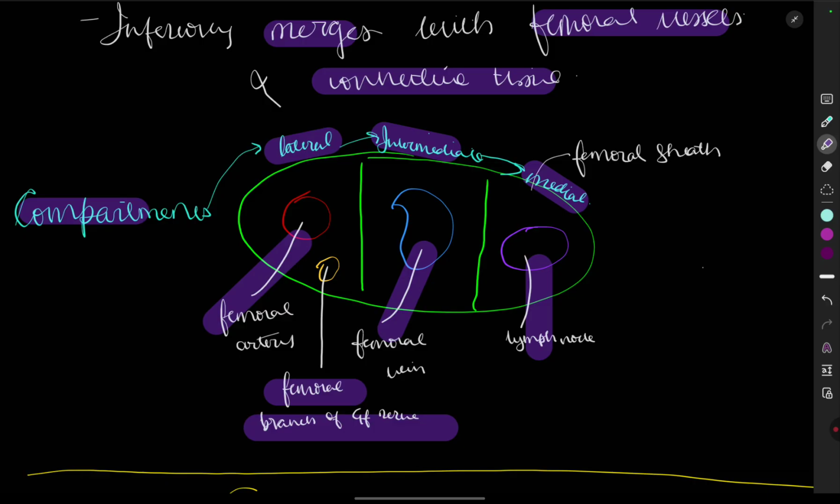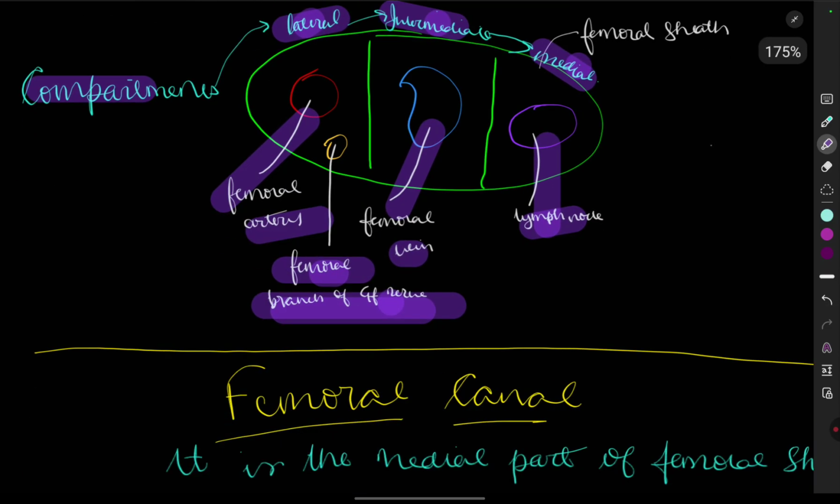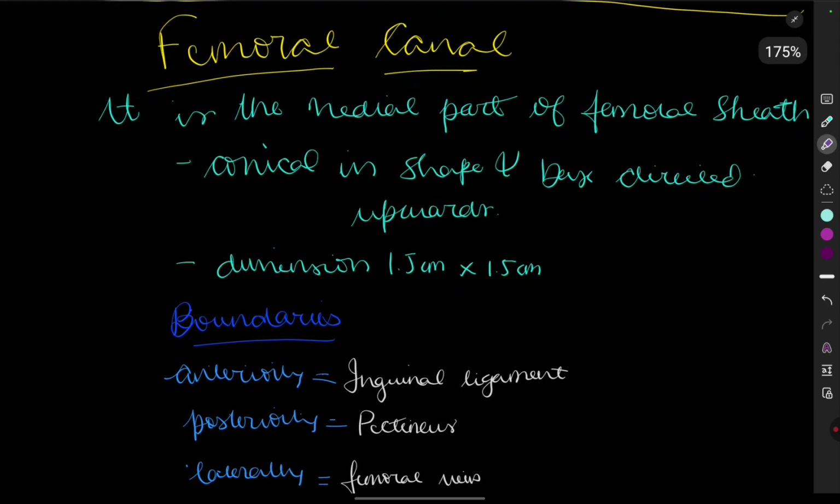So it is divided into three compartments, that is the lateral, intermediate, and the medial. It contains artery, vein, and the lymph node, and one nerve, that is the femoral branch of the genitofemoral nerve. And note that it is not the femoral nerve, it is the femoral branch of the genitofemoral nerve. All right, now we are done with the femoral sheath. We are going to go to the femoral canal.